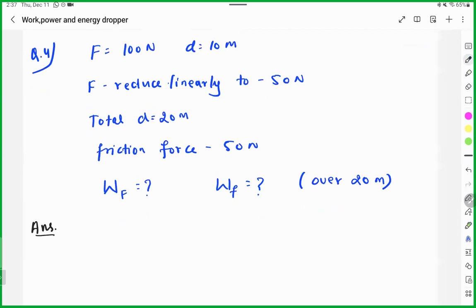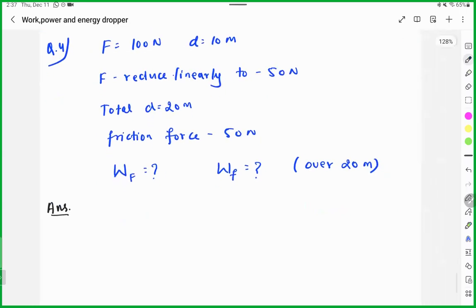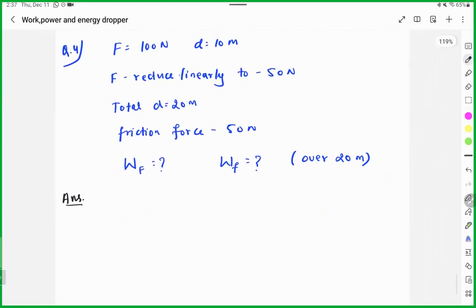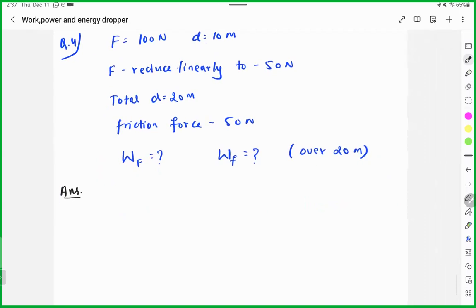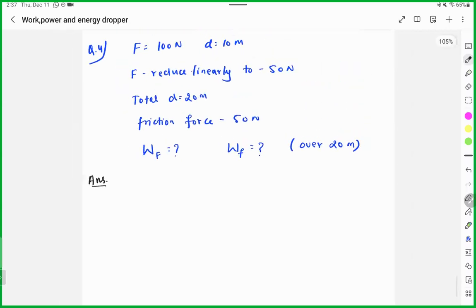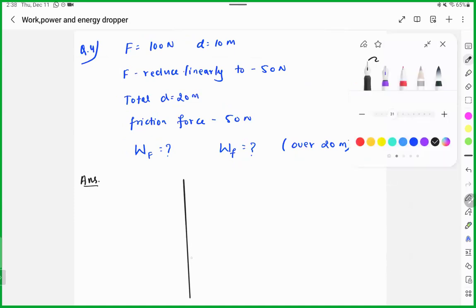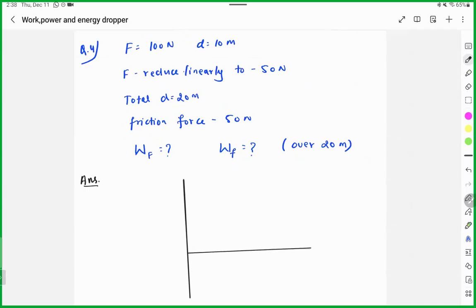C answer. Up to 10 meters, force is positive. Work done will be positive because work done is in the direction of force. Correct? 100 and 10. So if we want to draw a graph, 750. Total work done, correct, 750. So how to calculate it? We are doing this.